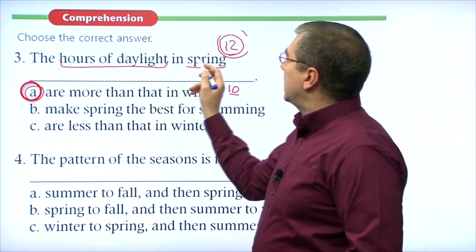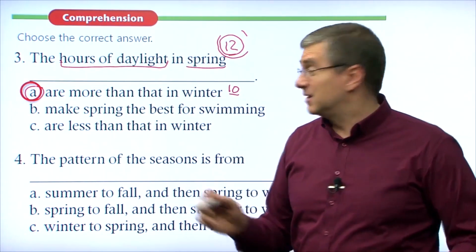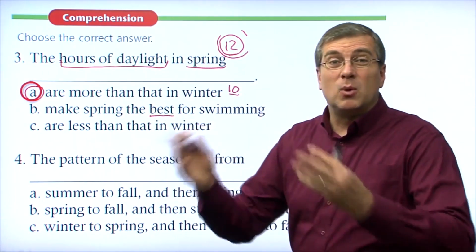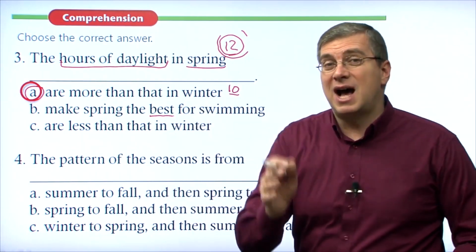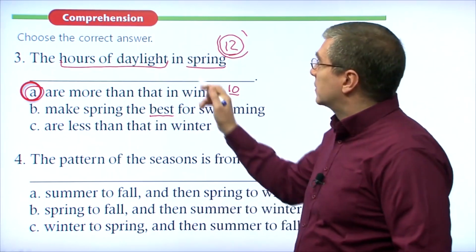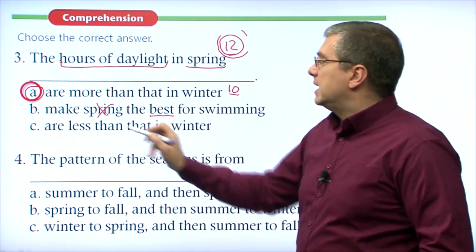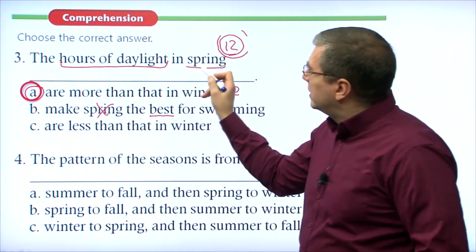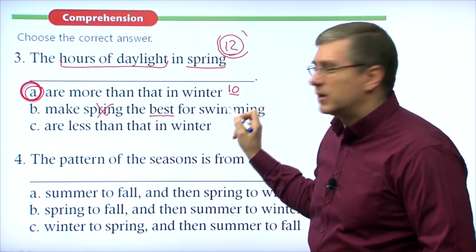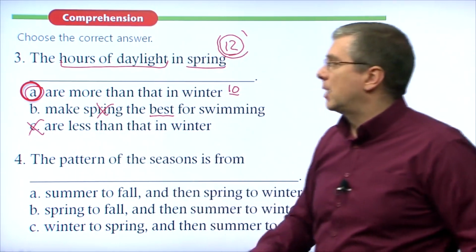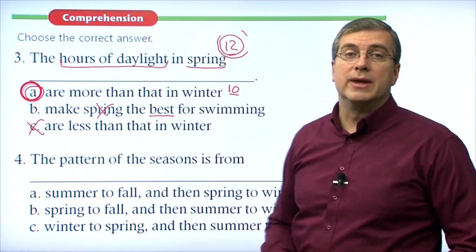B, the hours of daylight in spring make spring the best for swimming. Is spring the best season, the number one choice for swimming? No, because summer is the hottest. That's the best for swimming. So summer is the best for swimming, not spring. Okay. C, are less than that in winter. So the hours of daylight in spring are less than that in winter. Is 12 less than 10? No, that's not correct. So that's just our practice. We can see that A is correct because 12 is more than 10.